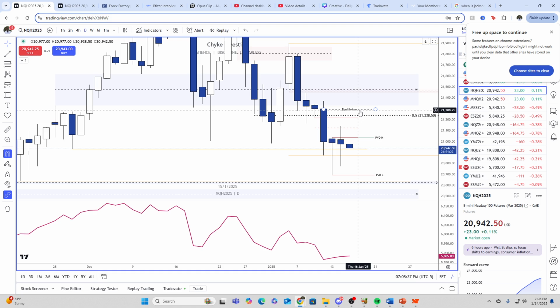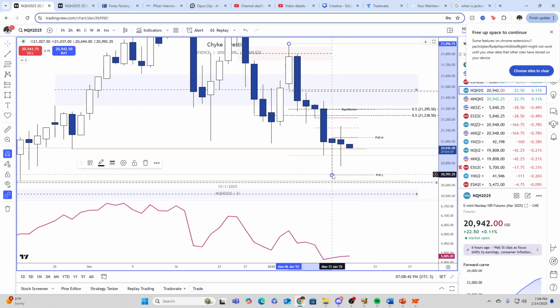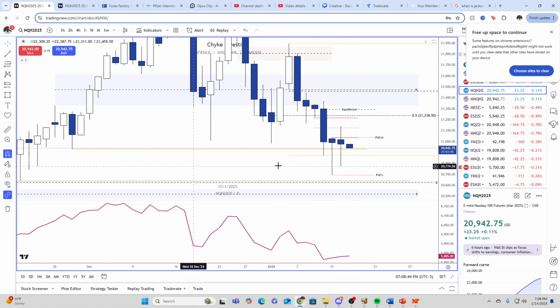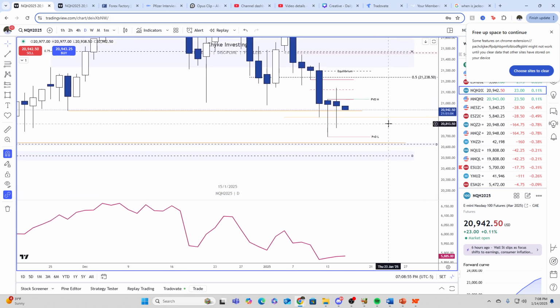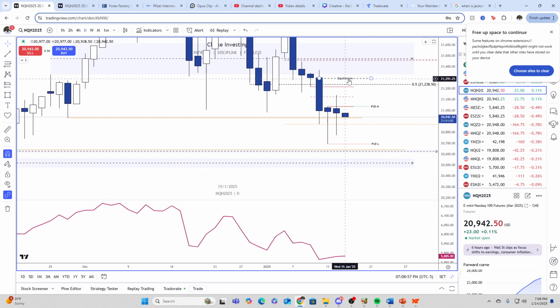Now we have this equilibrium level, which is essentially from this high down to this low. That's equilibrium. But price refused to get there because we have this daily SIBI in the way, which can typically happen. You want to see price return back to equilibrium to come back into a premium, so price could run lower. But if price is really bearish, sometimes we won't go back to equilibrium.